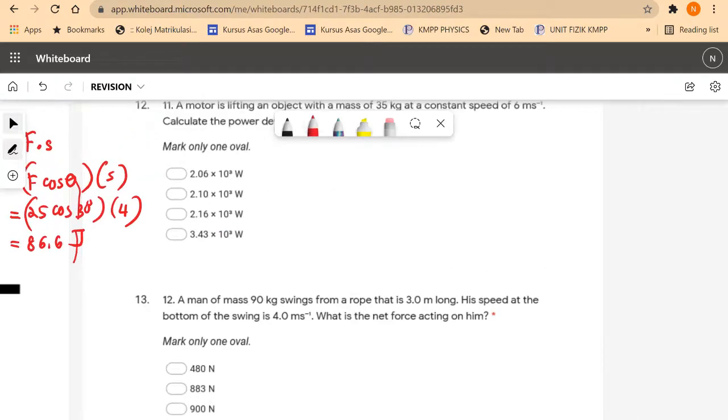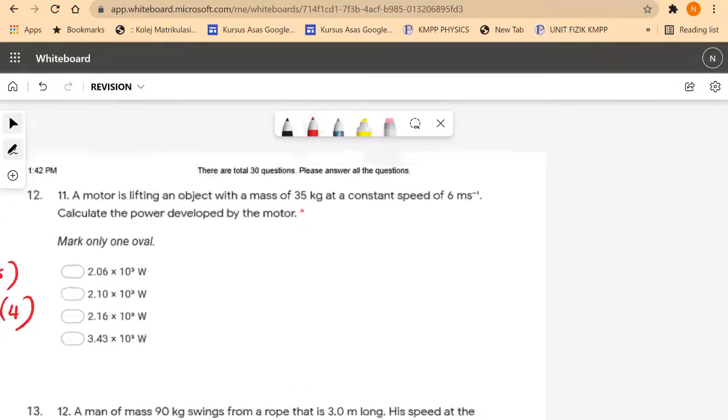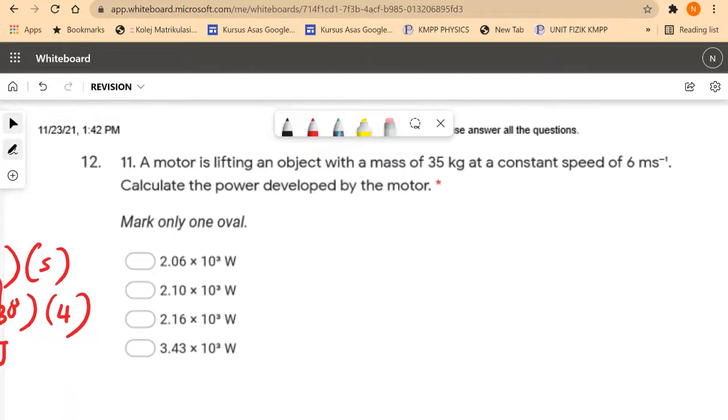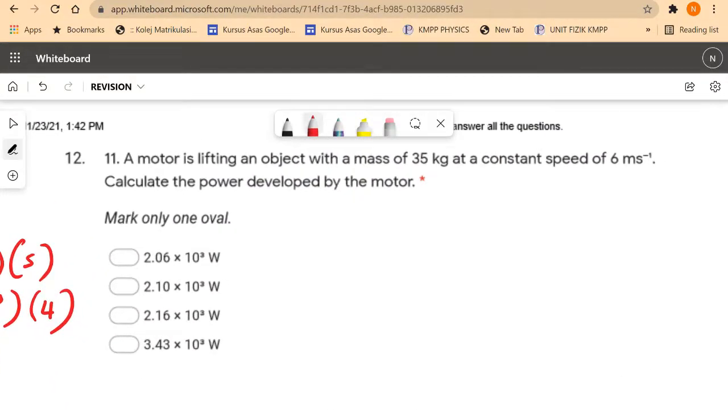And then number 11. A motor is lifting an object with mass 35 kg at constant speed 6 meters per second. Calculate the power developed by the motor. So the motor moves with constant speed, so power is given by F dot V.